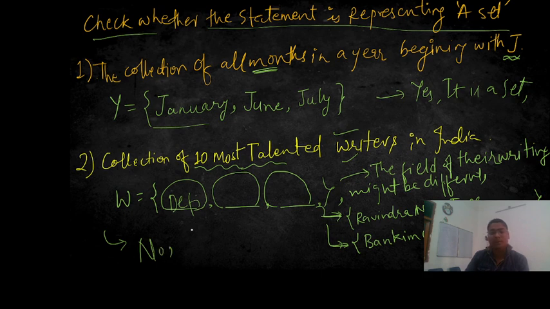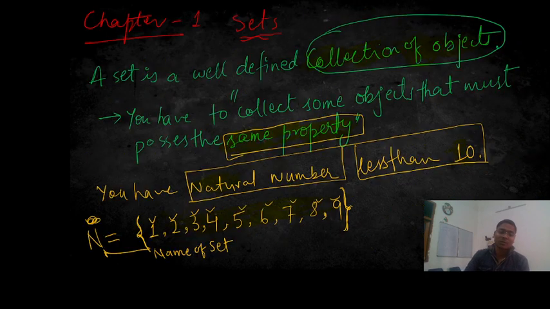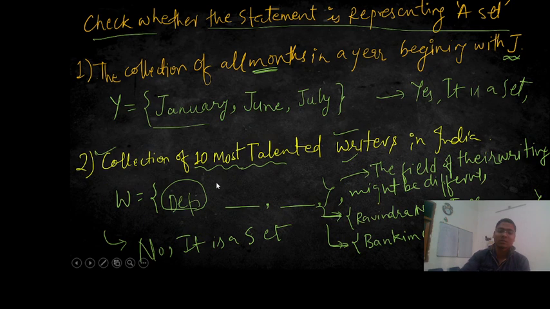So what we're going to write is, no, it's not a set. You cannot write the names of all the writers the same way every time. It must be the same answer 100% of the time. Whenever you raise this question, the answer should be the same. Only in that case can you give it the name set.